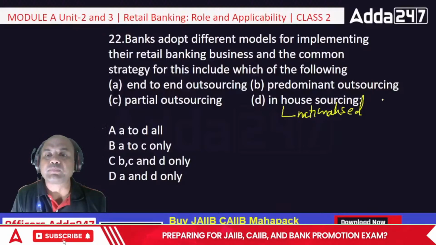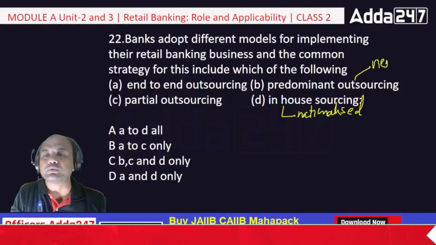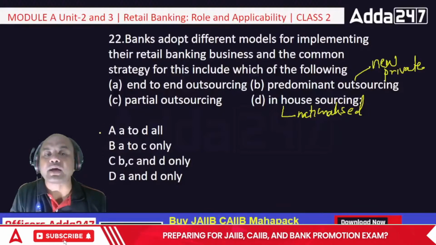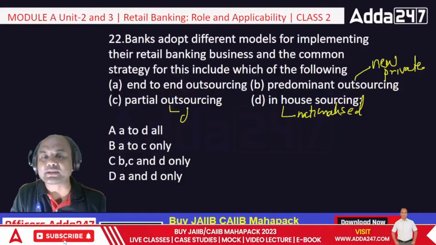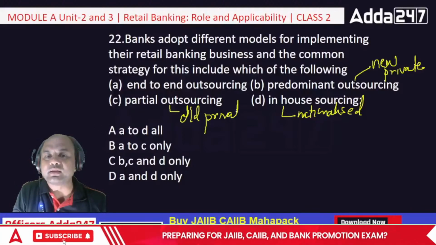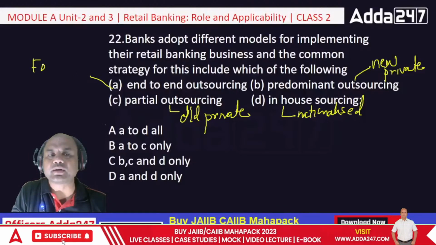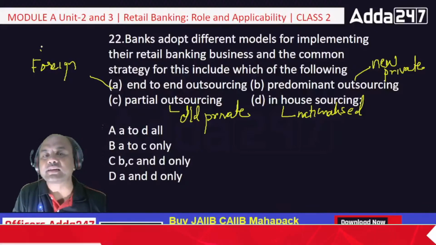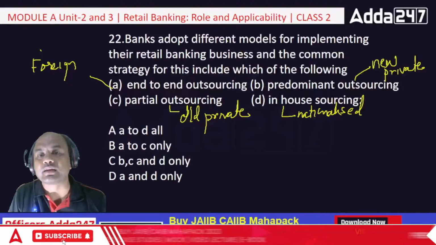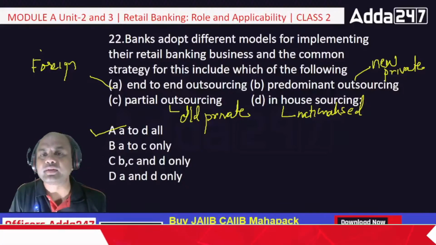Predominant outsourcing is followed by the new private banks. Partial outsourcing is followed by old private banks, generally I would say. And end-to-end is followed by foreign banks. So these are depending on the banks. Here, is it asked which bank follows which model? No. It asks which are the models followed. So this is A to D, all, isn't it?